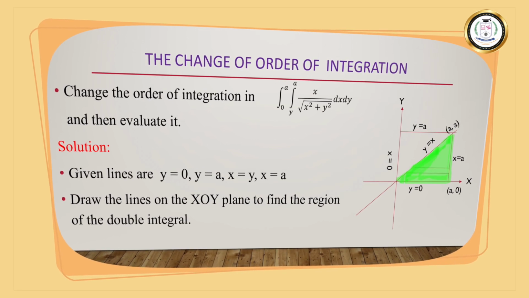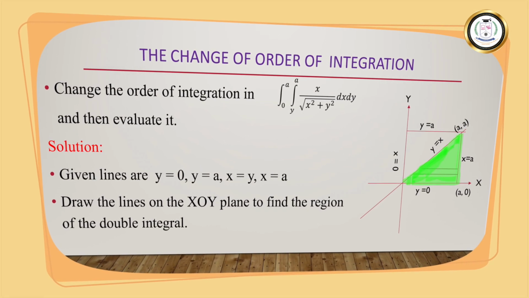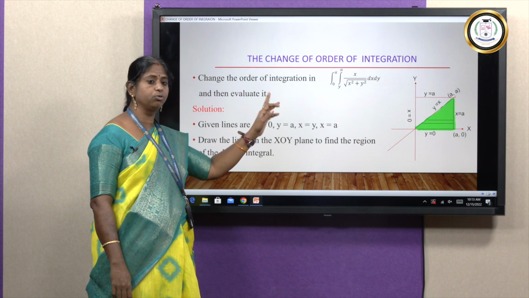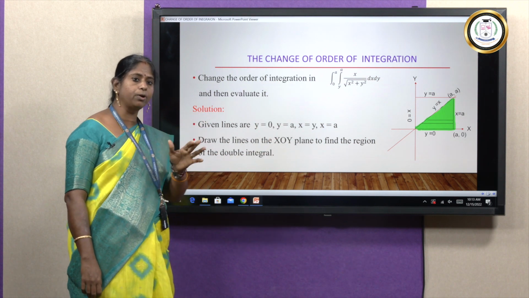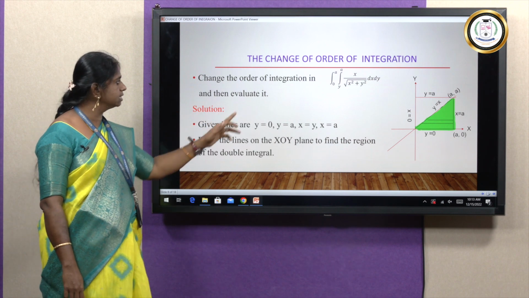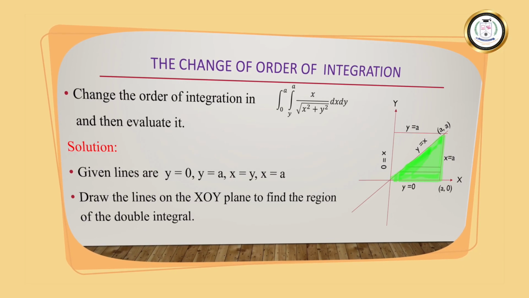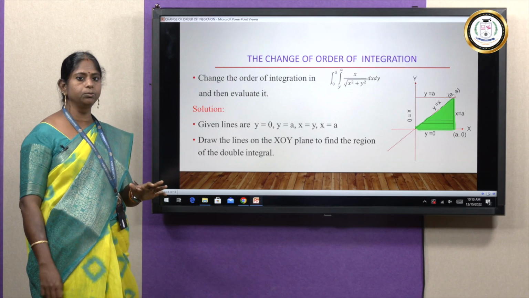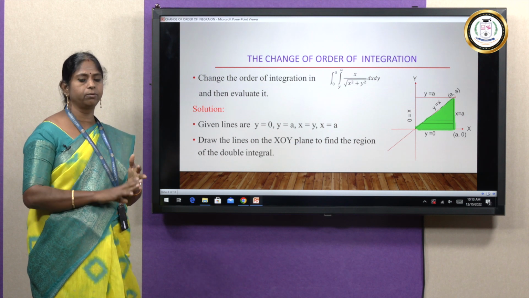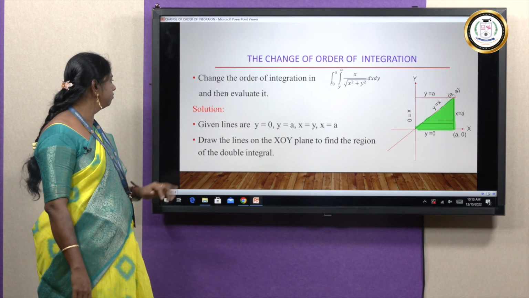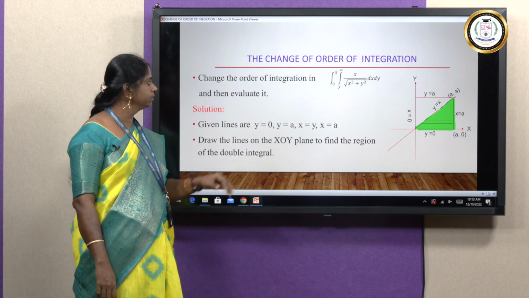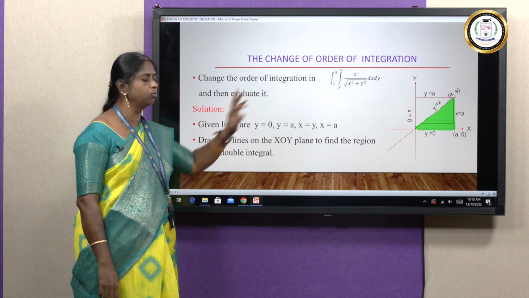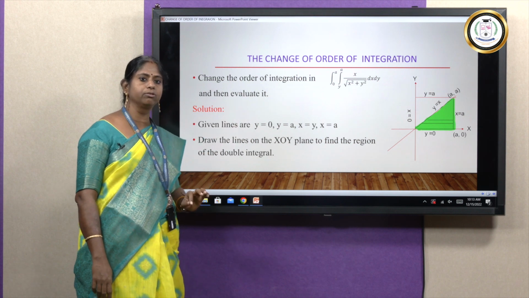Change the order of integration and evaluate this integral. Integral 0 to a, integral x is equal to y. Here it is not mentioned x is equal to y, but we have to identify this is for which variable. So x is equal to y to x is equal to a, x by square root of x square plus y square dx dy. So what you have to do is find the order and then evaluate. So now we will see what the 4 equations are. I know the inner limit is for the variable x. So x is equal to y, and the upper limit is a.